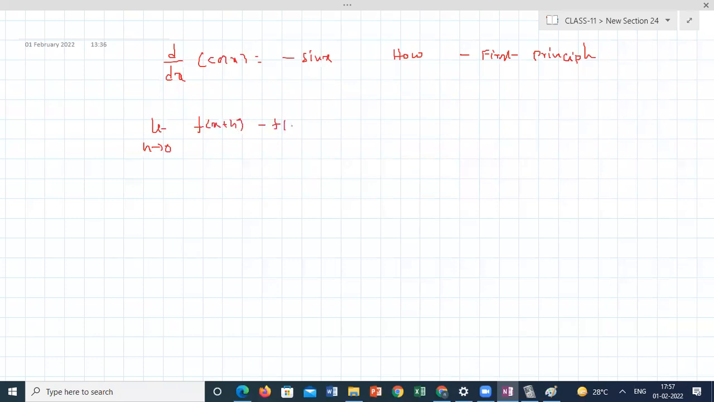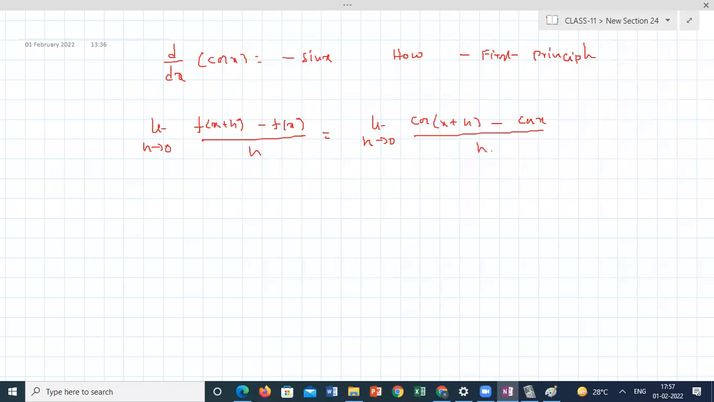As per the formula I gave, you can remember that if they are not asking for first principle, the differentiation of cos x is minus sin x. But if they ask how, we will use the first principle to prove this. The first principle says the differentiation of the function is limit h tends to 0, f of x plus h minus f of x divided by h. This is limit h tends to 0, cos of x plus h minus cos x divided by h.